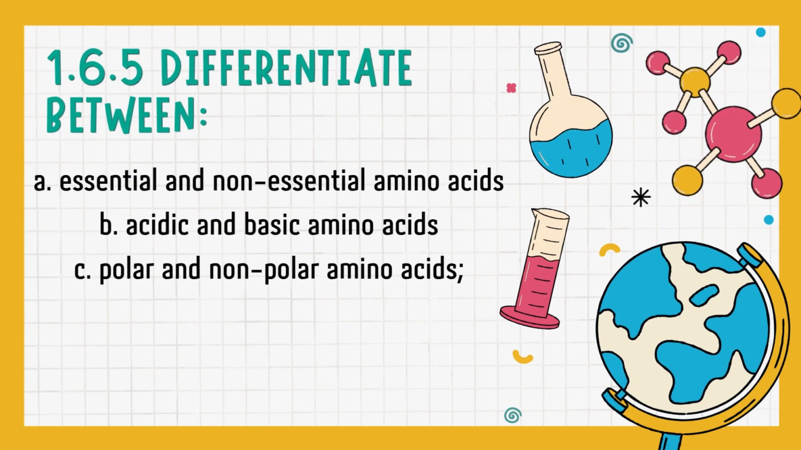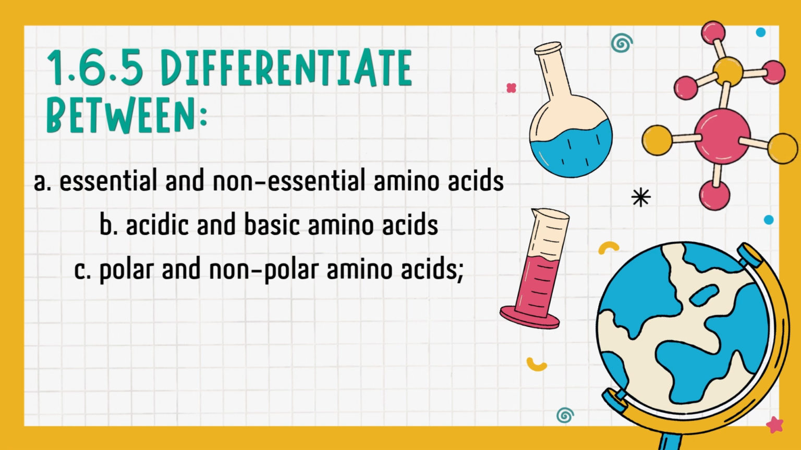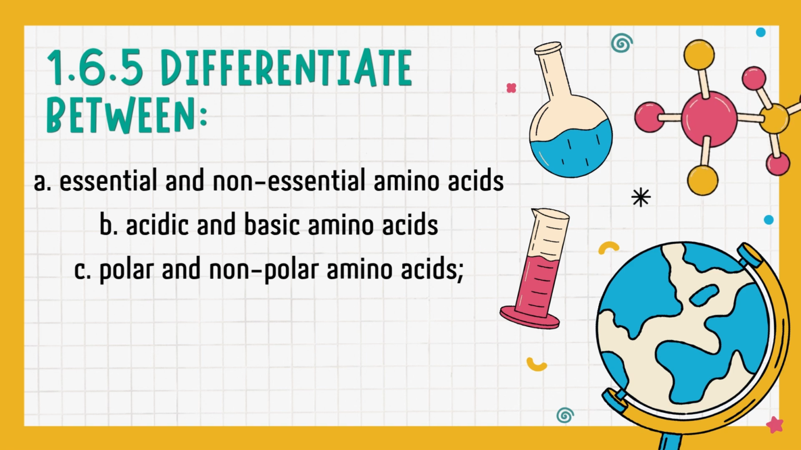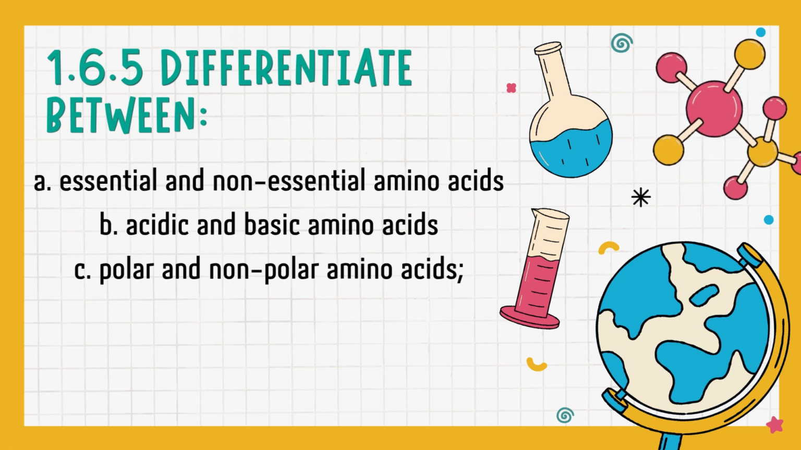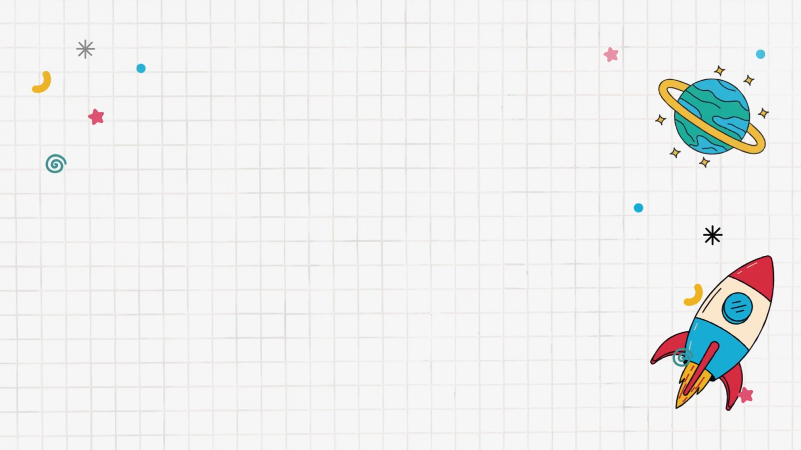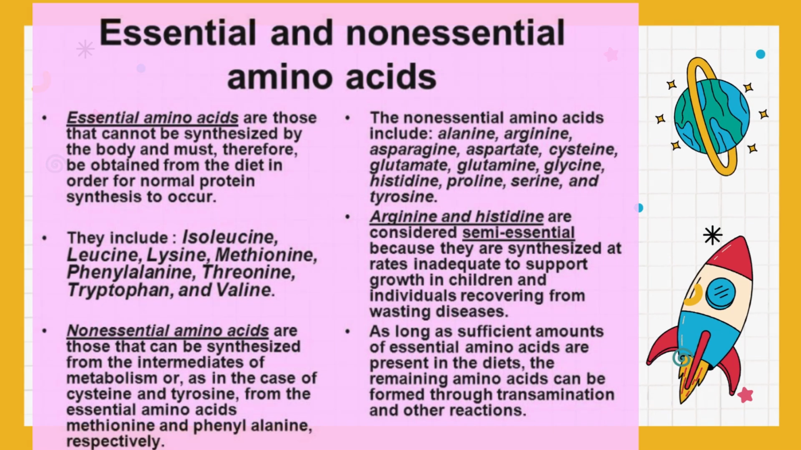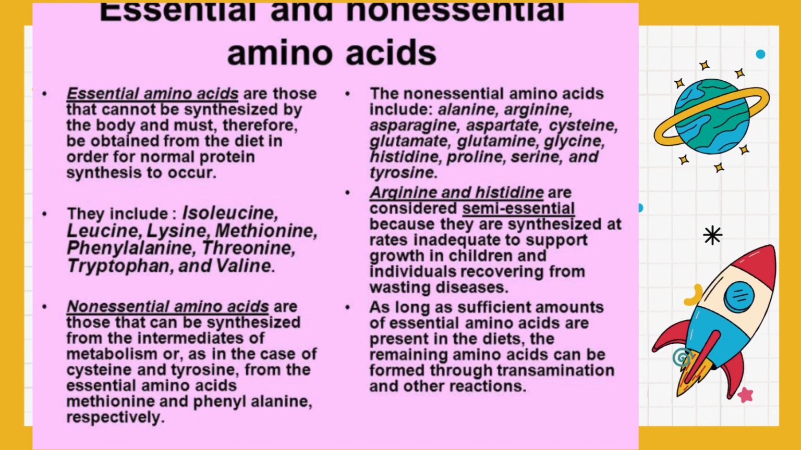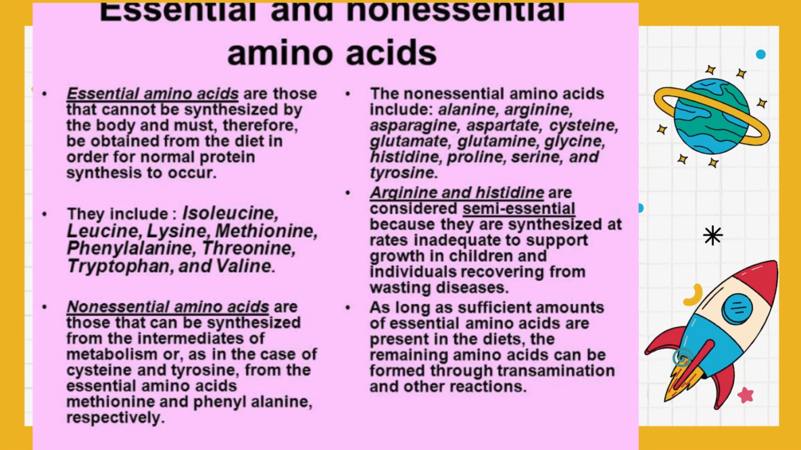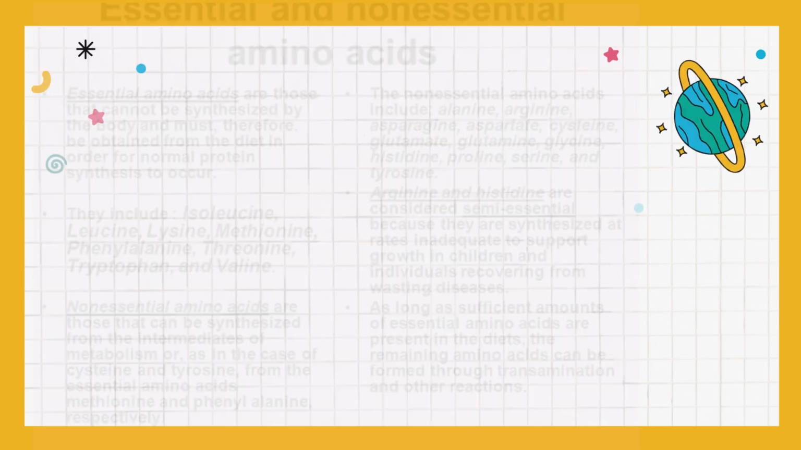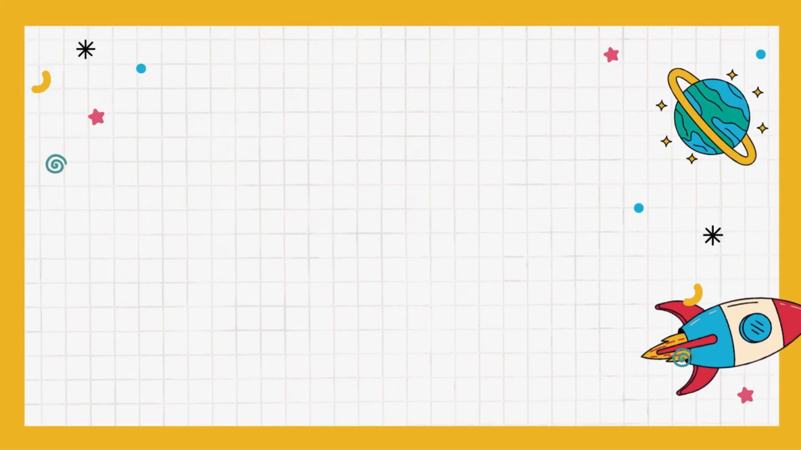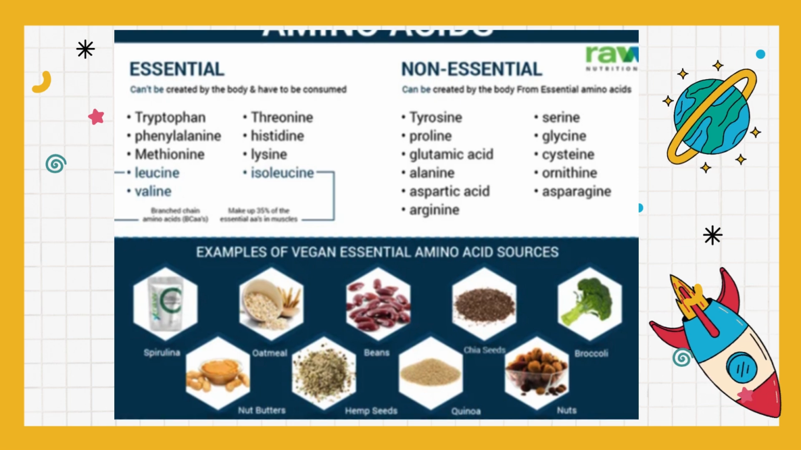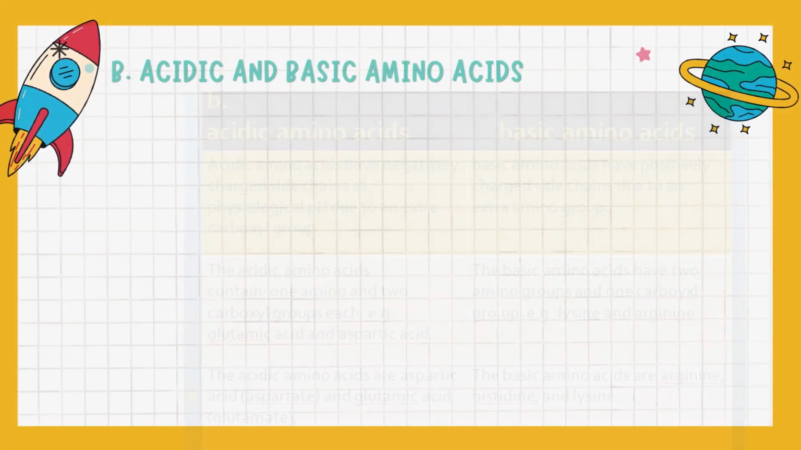Coming up next is the difference between essential and non-essential amino acids, acidic and basic amino acids, and polar and nonpolar amino acids. Starting with essential and non-essential amino acids. Your body needs 20 amino acids to build proteins, but here's the catch. While it can make some, called non-essential, others must come from food, called essential amino acids. Essential amino acids are 9 in number, for example, leucine, valine and lysine. Non-essential amino acids are 11 in number, for example, alanine and glutamine.